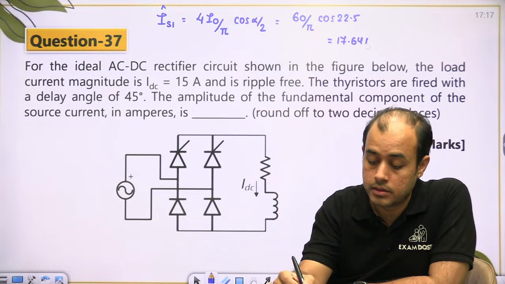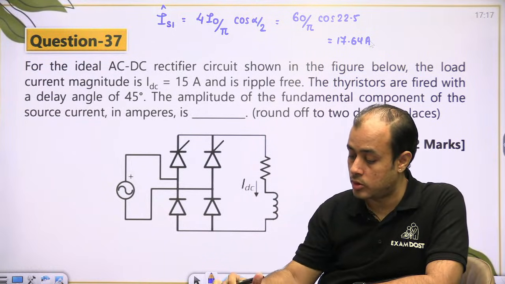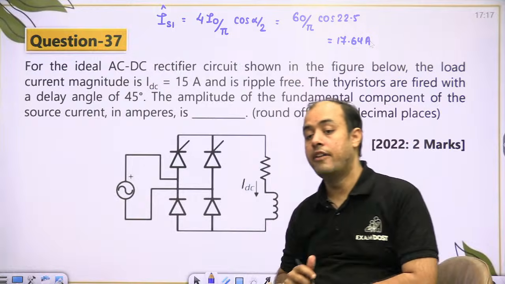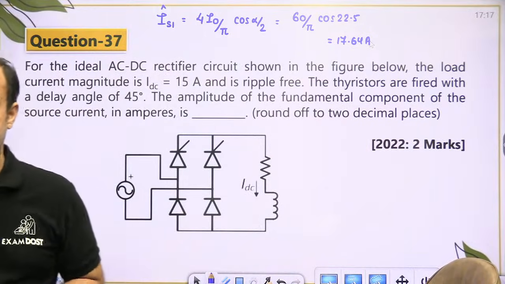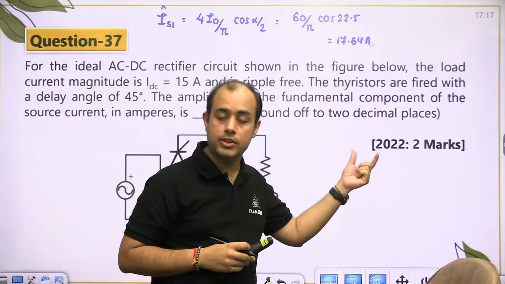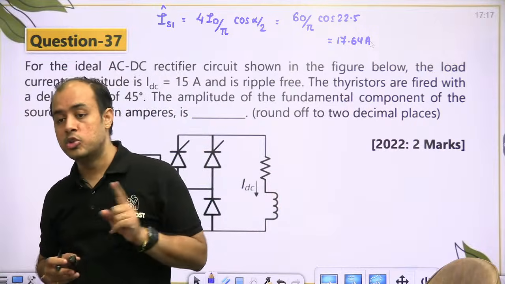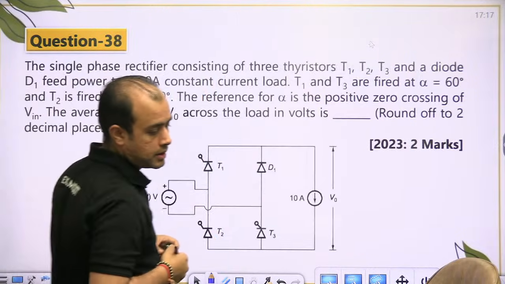17.64. ठीक है, 17.64, इसको √2 से डिवाइड तो नहीं कर दिए? Everybody who is answering 12.47, they have computed RMS, and that was the exact same mistake बेटा जो बच्चों ने किया था 22 में. They confused between the RMS and the amplitude. So the answer is 17.64.